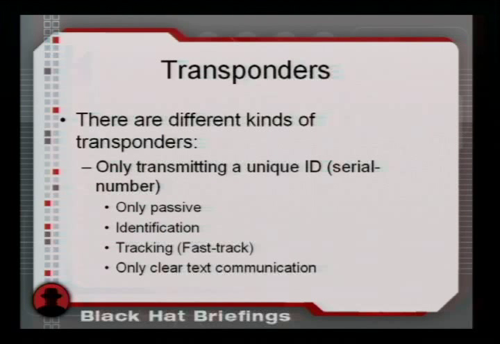So there are transponders out in the field, and we have different kinds of transponders. This specific type of transponder is only transmitting a unique ID, like a serial number. They are only passive. They are sometimes used for identification. They are used for tracking, for example fast track, and they are only operating with clear text communication.